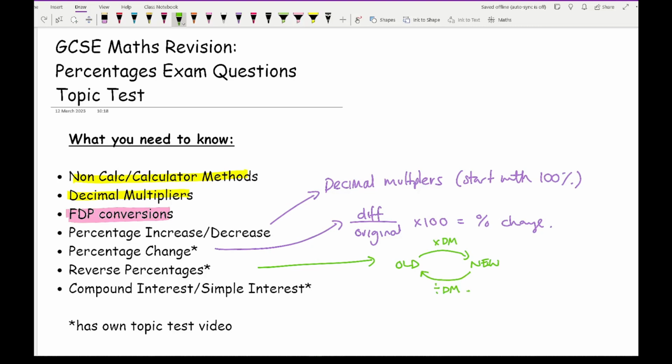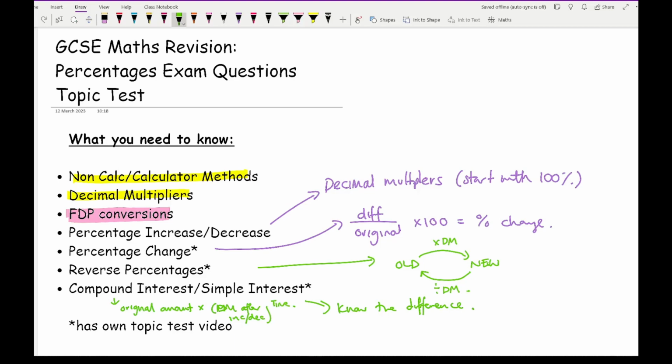And then the last thing is compound interest and simple interest. And the key thing there is to know the difference between the two. Now, compound interest is also known as repeated percentage change. So that's why you repeat it, in which the formula for compound interest is the original amount multiplied by the decimal multiplier after the increase or decrease to the power of however long you're doing it for.